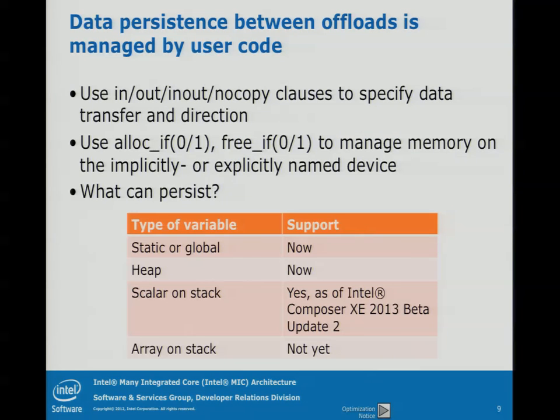Okay, we already heard about the in, out, and inout clauses. This is the way for you to control the direction of data transfers. The default, most of the time, is inout. So the compiler transfers something to the card, lets it process there, and then copies back.